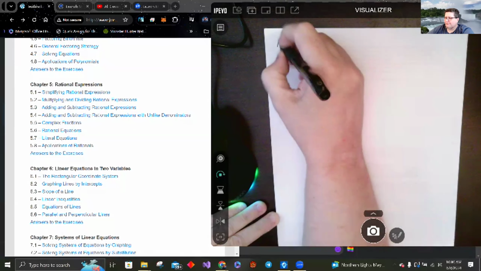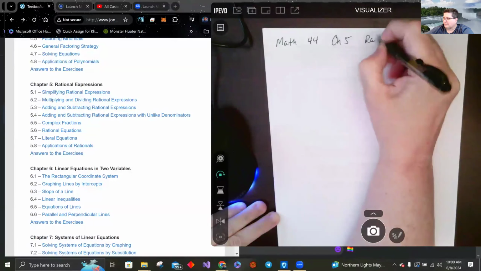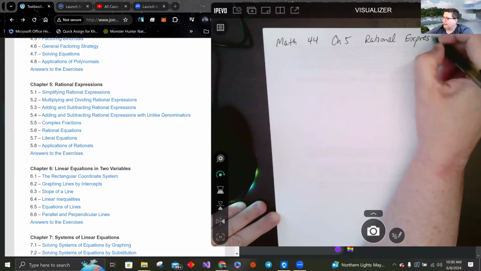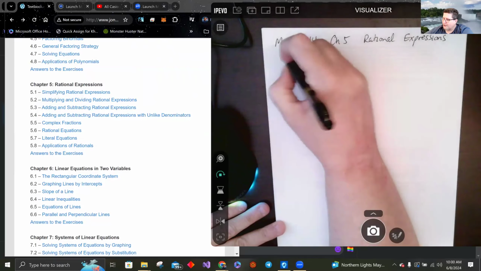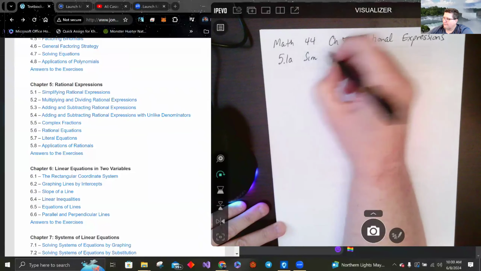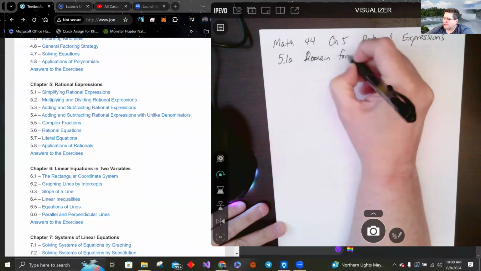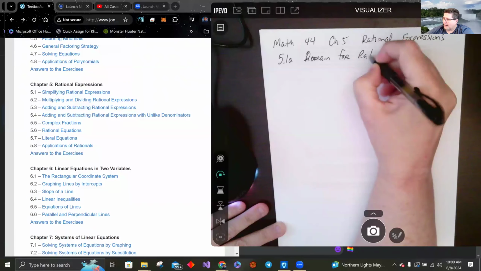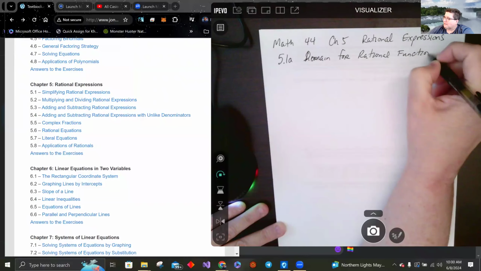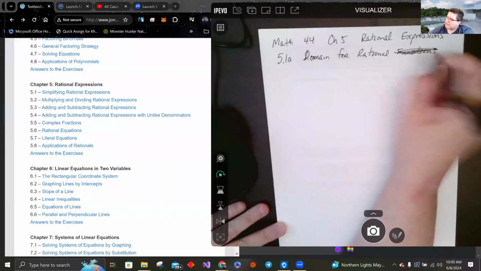Today, we're starting chapter 5, which is on rational expressions. And we're going to start with just simplifying them for 5.1. We'll do 2 videos for this section. In the first one, we're going to talk about the domain for rational functions and domain violations or rational expressions. Let's go with rational expressions.